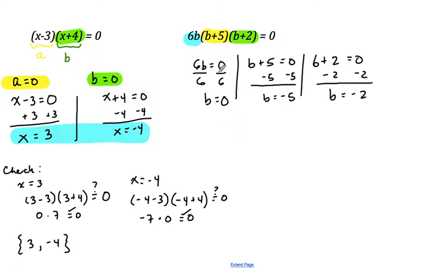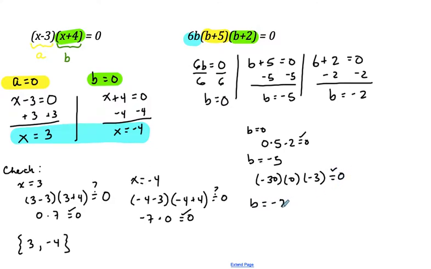So I could check those. I could plug in 0. For b equals 0, I would have 6 times 0 would be 0, times 5 times 2, and that would give me 0. For b is equal to negative 5, I would have negative 30 times 0 times negative 3, and that would give me 0. And for b is equal to negative 2, I would have negative 12 times 3 times 0, which would also give me 0.